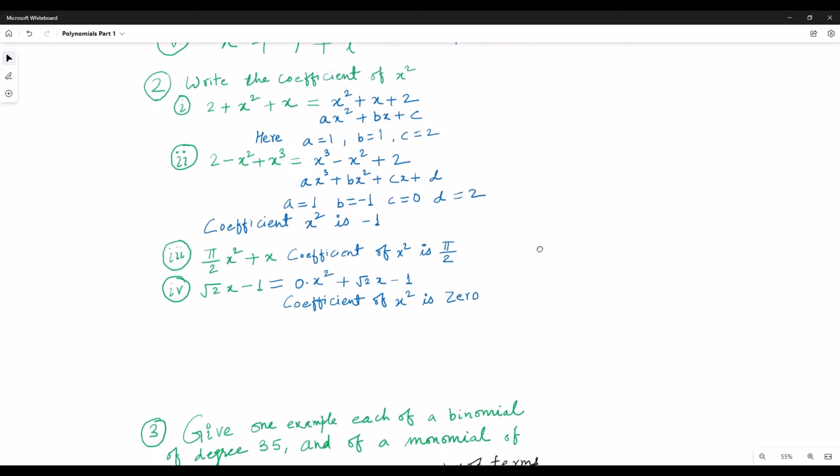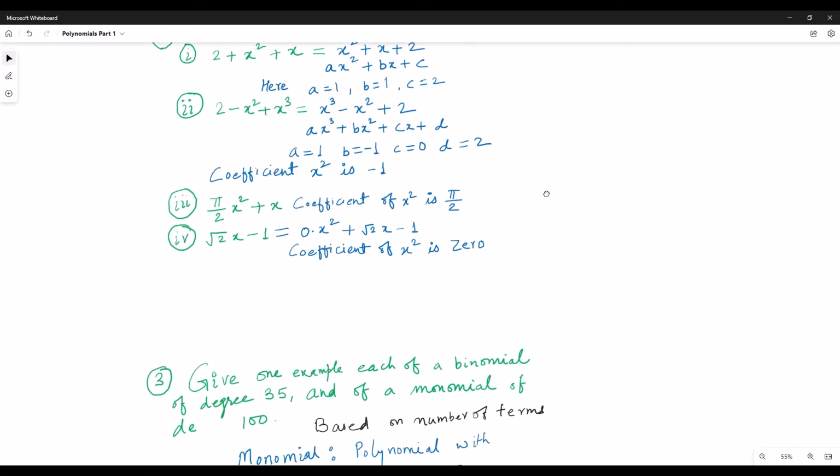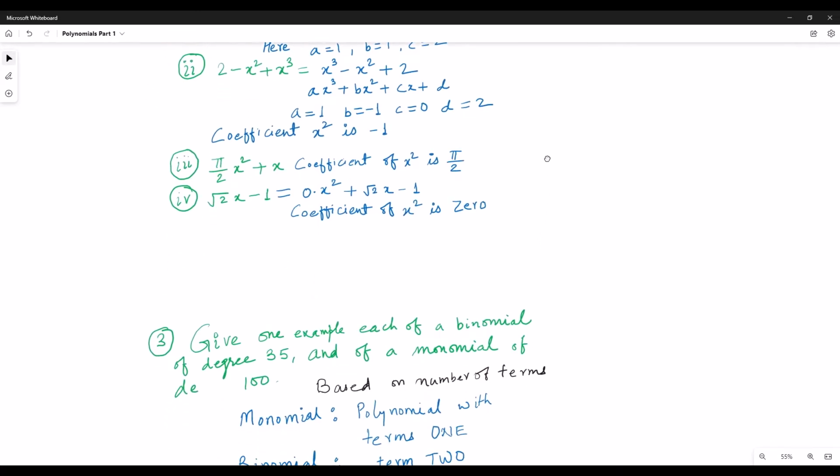Coefficient of x square is pi by 2. Here the coefficient of x square is 0 because there is no x square in this expression. Right? So we can write it 0 times x square. So coefficient of x square is 0.